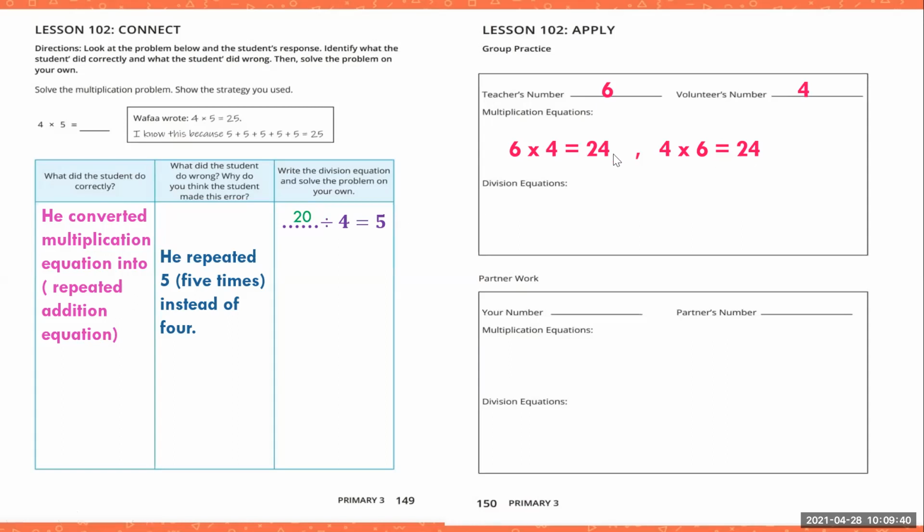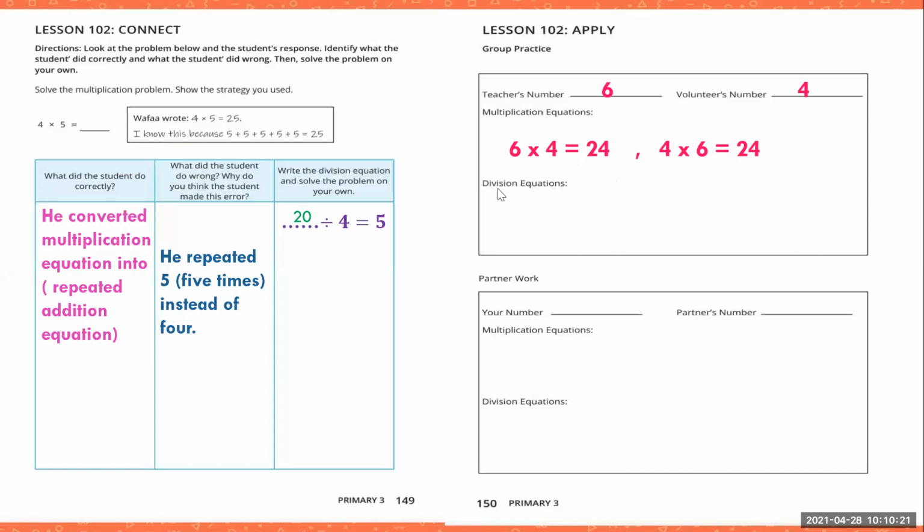We said that these two multiplication equations use which property here? Commutative, great, excellent. Commutative property: 6 times 4 equals 24 and 4 times 6 equals 24. We can switch factors and the product will not change.